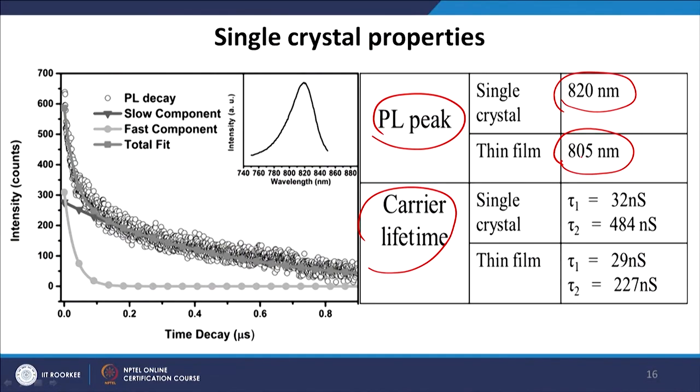Now, the time it spends in the excited state, that is the excited state lifetime. So, the lifetime has two components. One is the slow component, another is the fast component. A thin film perovskite solar cell has a lifetime in the order of 29 nanosecond and another lifetime is 227 nanosecond. Whereas, the perovskite single crystal has a lifetime of 32 nanosecond and 484 nanosecond.